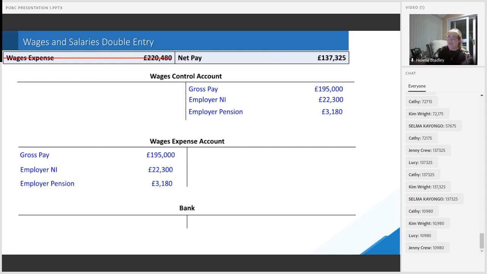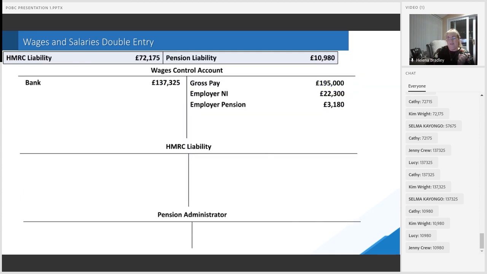The net pay, again, we've calculated that. We all agreed it was 137,325. It's money leaving the business. So when that happens, I credit the bank and I debit the control account. So 2 lots of my double entries done. I've recorded the expense and I've recorded the net pay. The items in black text on the control account simply illustrate the double entry that's just occurred. I just hadn't got enough room on that one slide to show you it all. So that is the double entry from the previous slide.